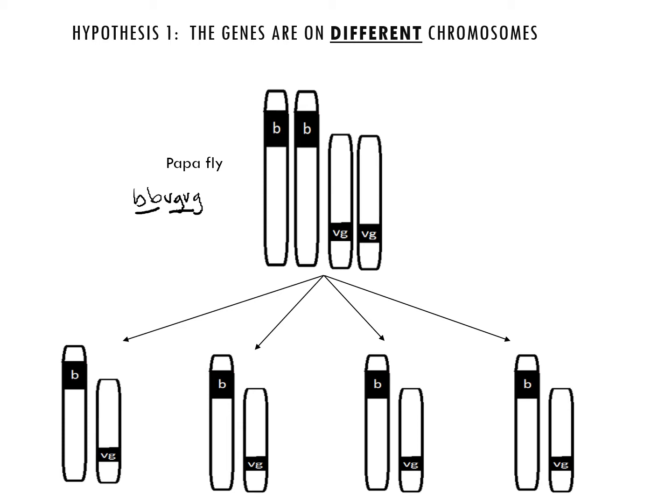So after the S phase and meiosis, each of our gametes would end up with one copy of each chromosome. So they get one copy of the chromosome that has the black allele, body color, and they would get another chromosome that has the wing configuration, in this case the vestigial flightless wing phenotype.